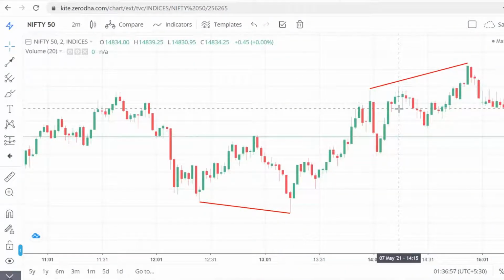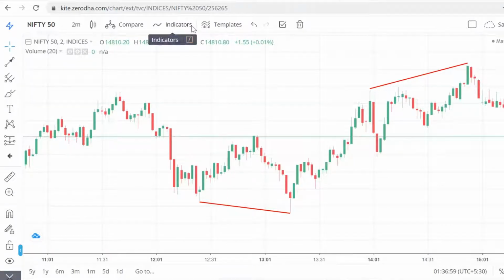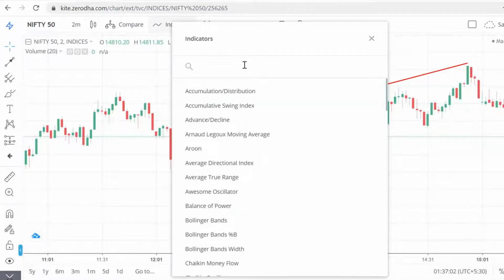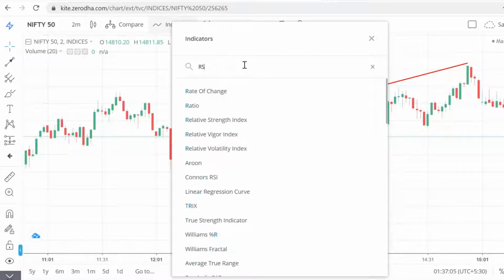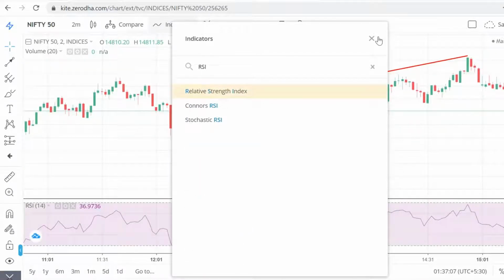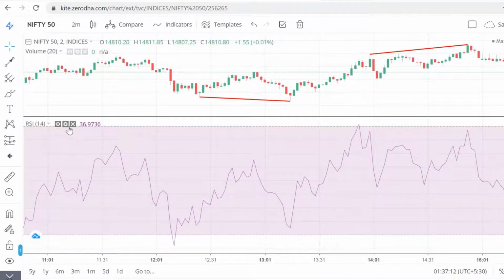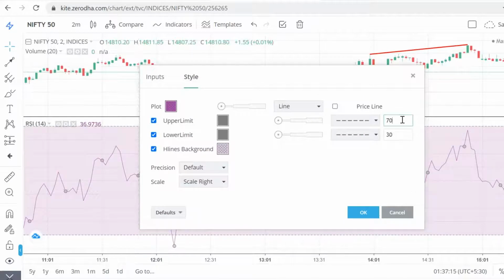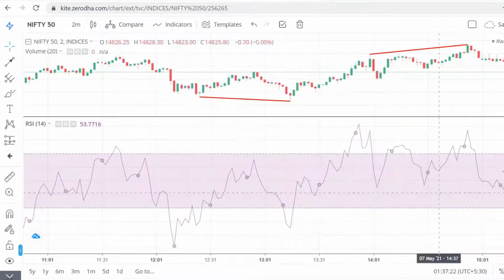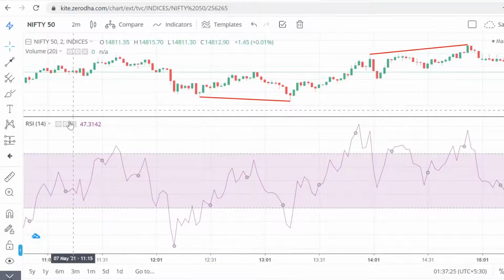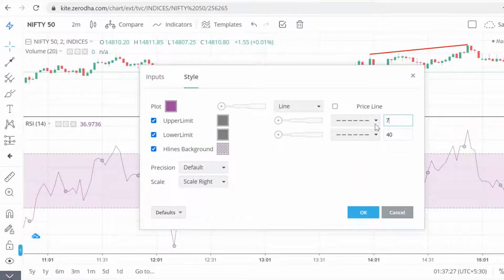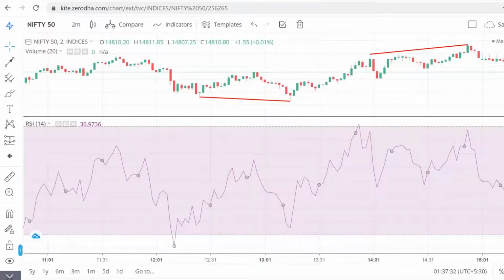So let's get on to the analysis part. At the top, you have something called indicators. You have to go with RSI, that is Relative Strength Index. It basically gives you this chart. You can set your price line from 60 to 40, or you can change it from 70 to 30. This is the default one where you usually find it.